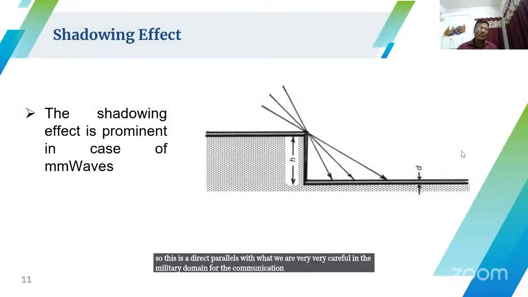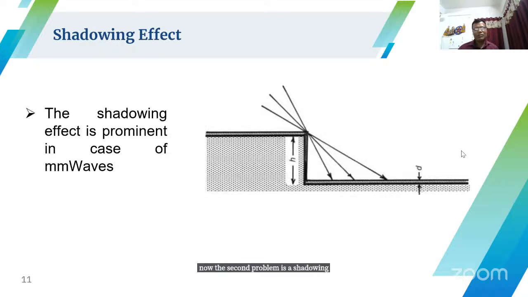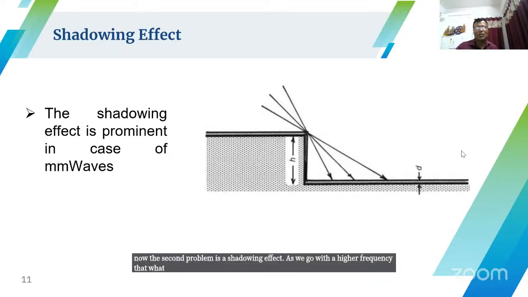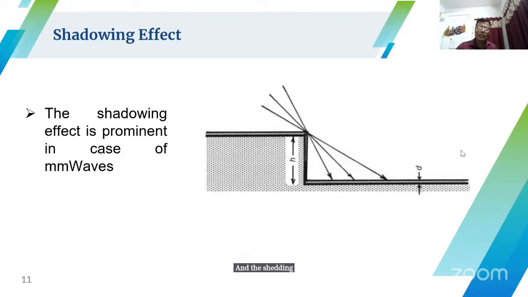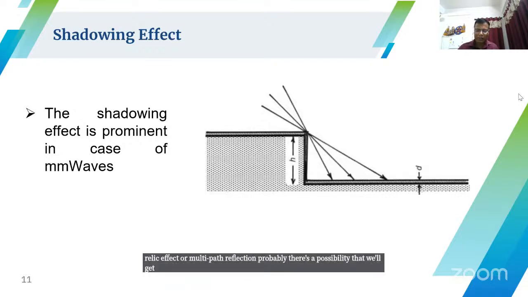Now, the second problem is a shadowing effect. As we go to a higher frequency, what we call the diffraction or a Rayleigh effect will not take place, and the shadowing will be very, very prominent in case of millimetric wave propagation. So if this is the top floor and the ground floor available, in this area, if there is an angle, this area will be a dark area where we will not be able to receive the signal. Whereas when we are transmitting in the lower frequency band, due to Rayleigh effect or multipath reflection, probably there's a possibility that we'll get a little weaker signal.